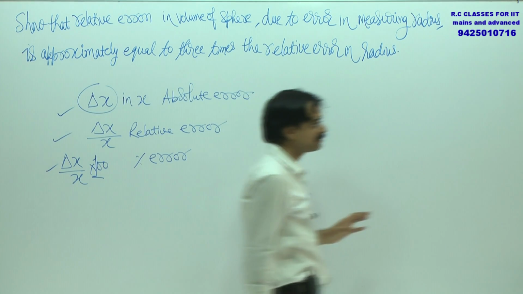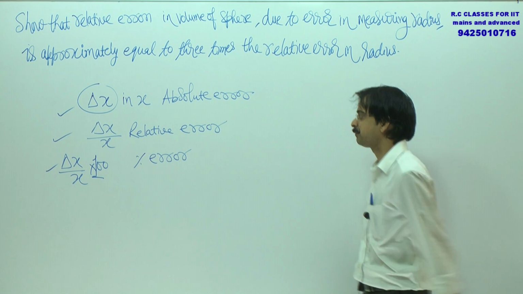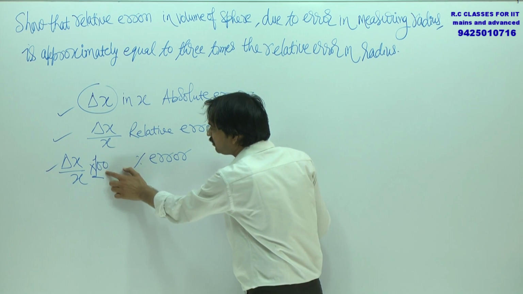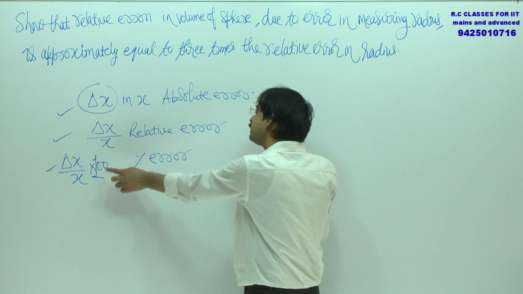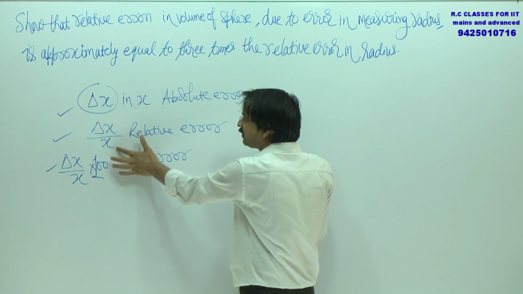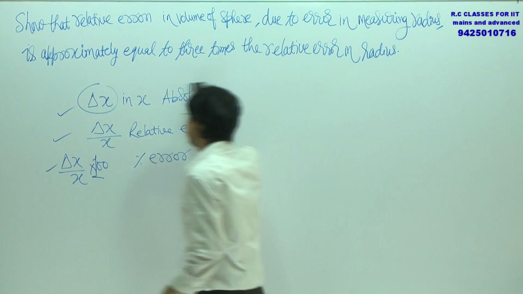Absolute error, relative error, and percentage error. We have discussed questions based on the percentage error. Now there is a question based on the relative error. In percentage error, we calculate delta x upon x into 100, that error in percentage. In relative error, it is simply delta x upon x. So now coming back to the question.